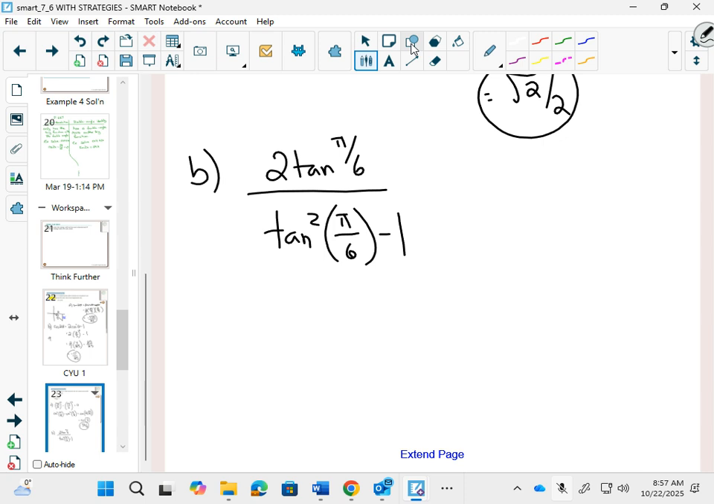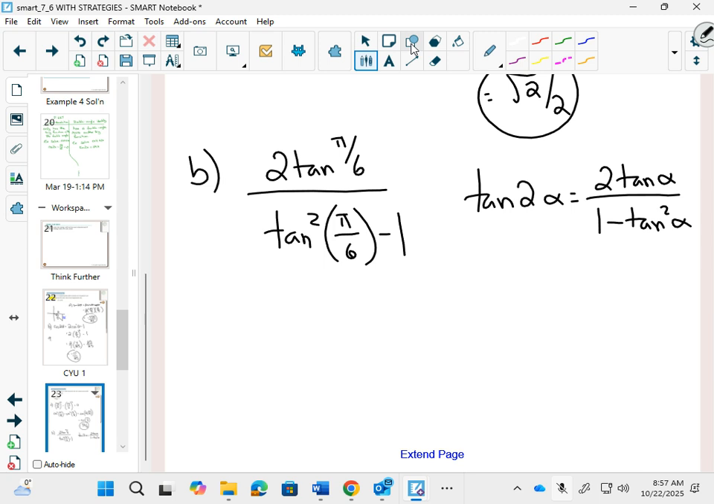Again, that wasn't the intent of the question. The intent of the question was to give you this formula and see if you could use it. And also the intent was for you to notice, does it match up perfectly? No. Notice the bottom of what we have is tan squared pi over 6 minus 1, and the bottom of the formula is 1 minus. The order is switched in what is subtracting.